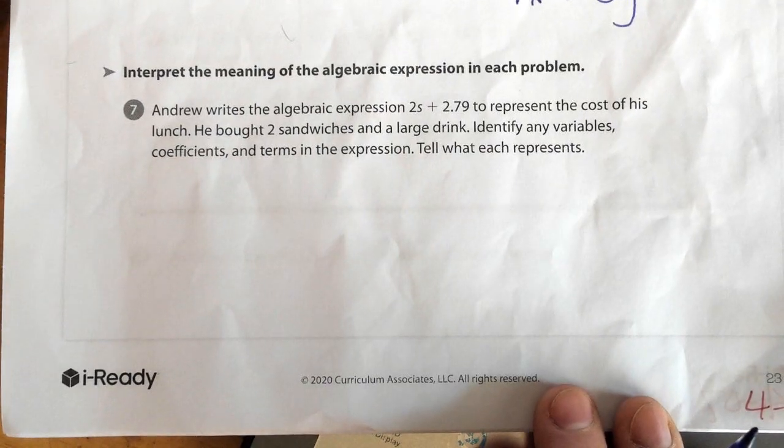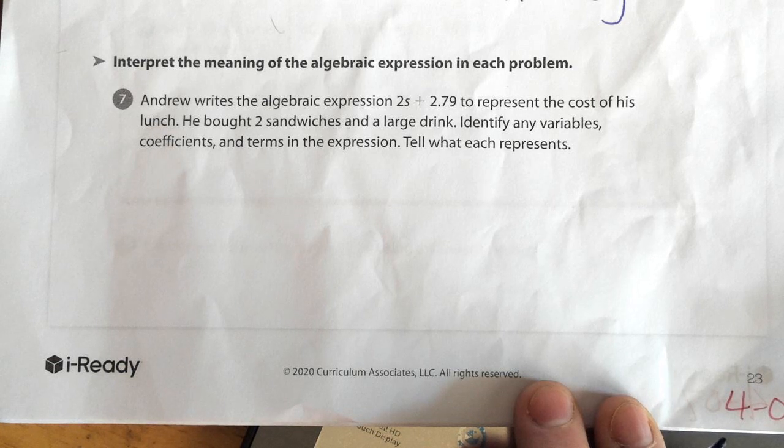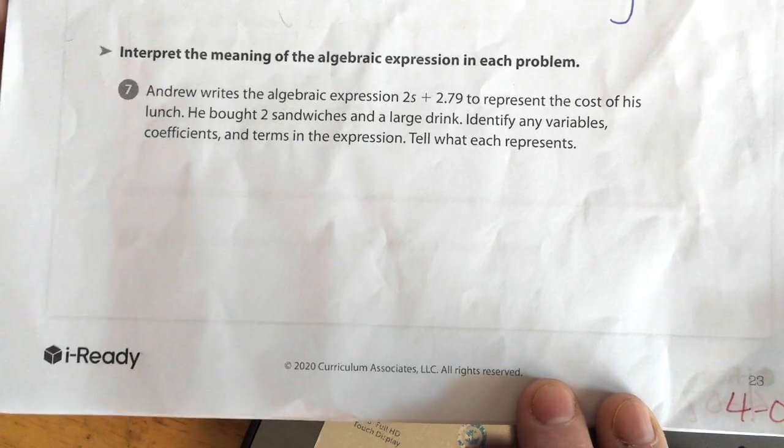All right, number 7. Andrew writes the algebraic expression 2S plus 2.79 to represent the cost of his lunch. He bought 2 sandwiches and a large drink. Identify any variables, coefficients, and terms in the expression and tell what each represents.